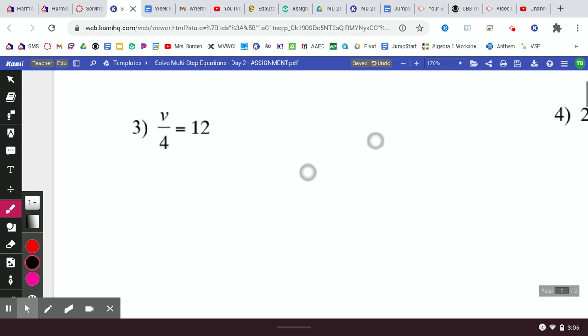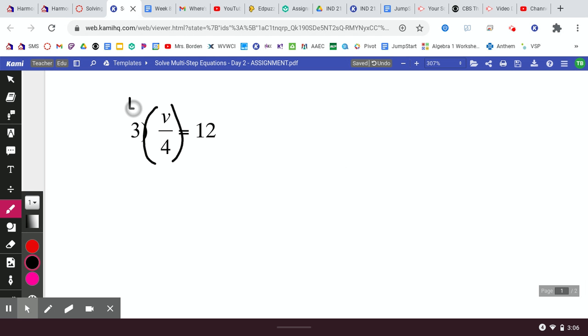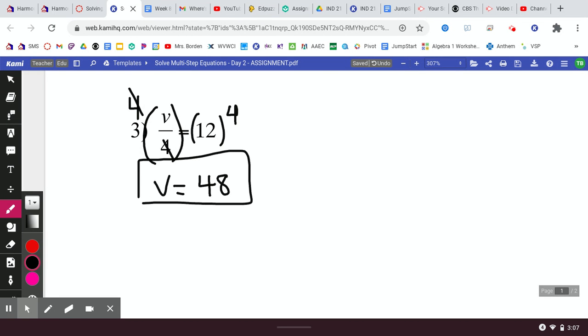All right, number 3, again, our goal is to get v by itself. So you always look and see what's attached to the v and how it's attached. Well, fractions are division, and it's got a 4 there on the bottom. So the opposite of division is multiplication. If I multiply by a 4, it means I also multiply this side by a 4. This 4 and this 4 cancel out, giving you v by itself, which is what we want. And then 12 times 4 is 48. So there's the answer to number 3.